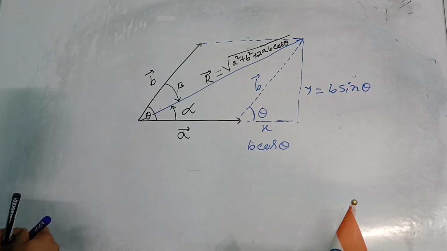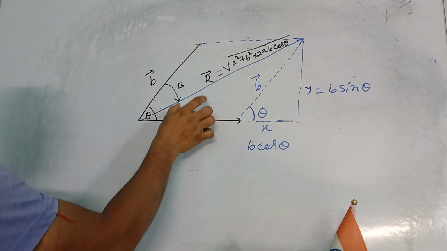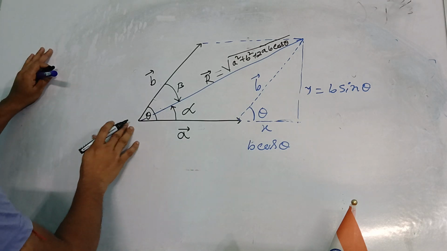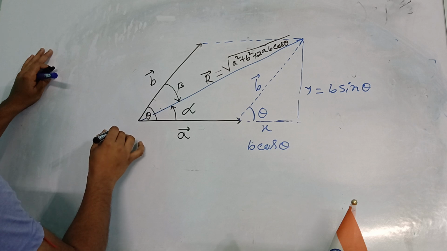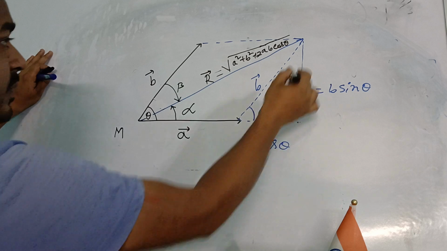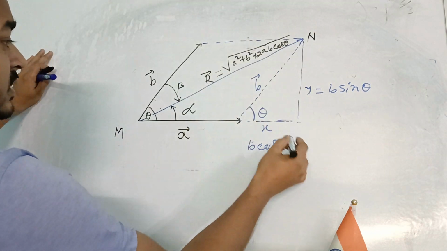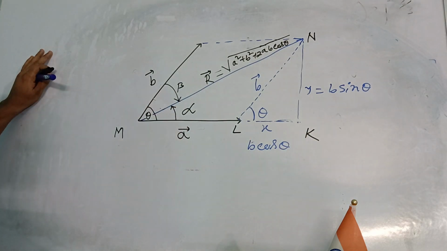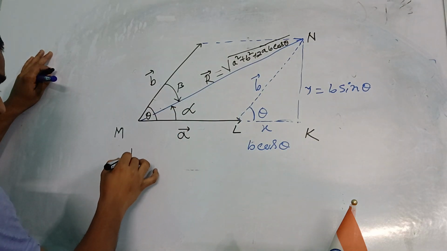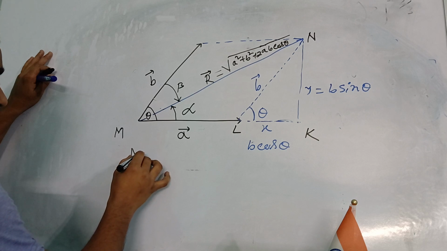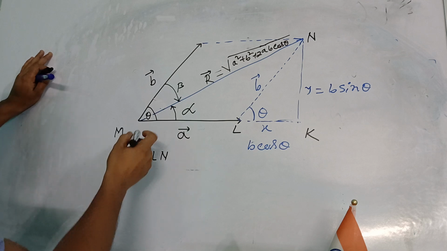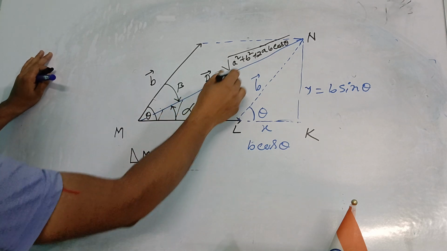Now our aim is to find alpha. What is the value of alpha? So now we do one thing. Consider this is point M, this is point N, this is point K, and this is point L. Now we have a right angle triangle. What is the right angle triangle? MLN.